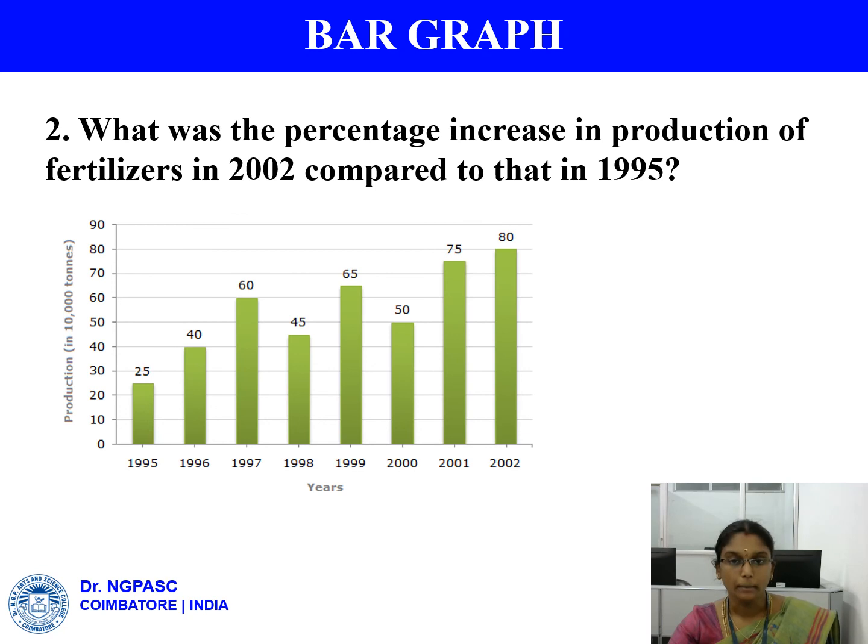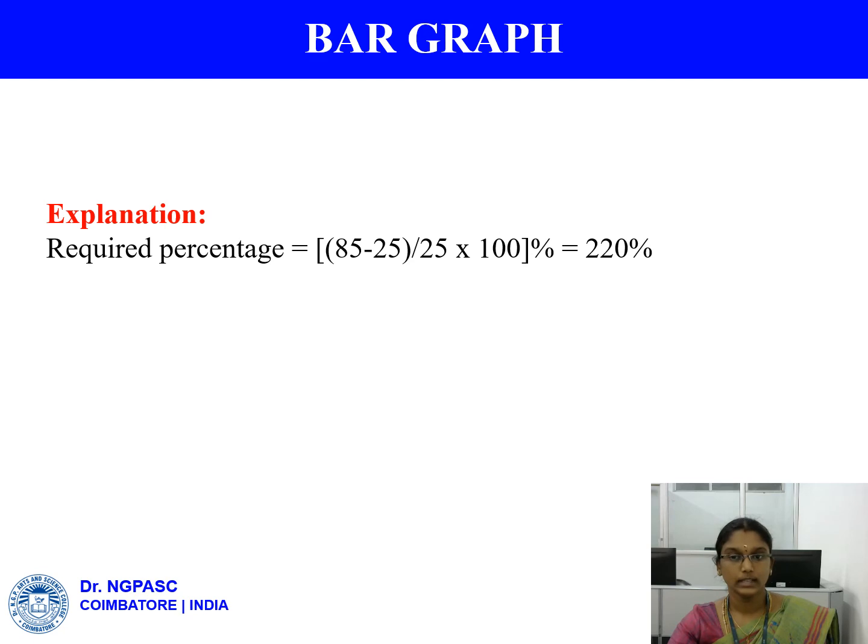Now we compare 2002 to 1995. What was the percentage increase in production of fertilizers in 2002 compared to that in 1995? 2002 is 80 and 1995 is 25. So the increase is 80 minus 25 divided by 25, into 100 percentage, which is 220 percentage.